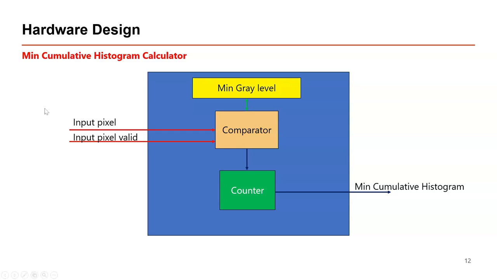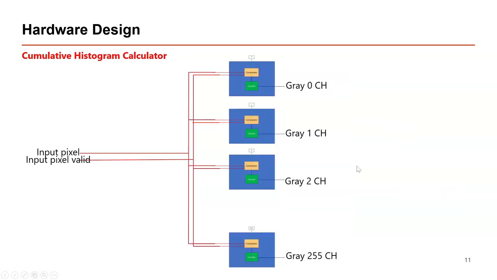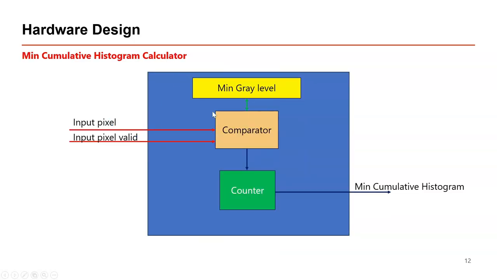Again, by the time I pass my entire image, I will have the minimum gray level here, in which I am not interested, but the corresponding cumulative histogram for that gray level will be available here. So this module can sit in parallel with all these modules, and I can pass the same input pixel value to this module also.